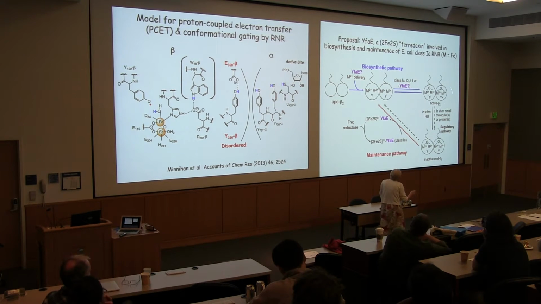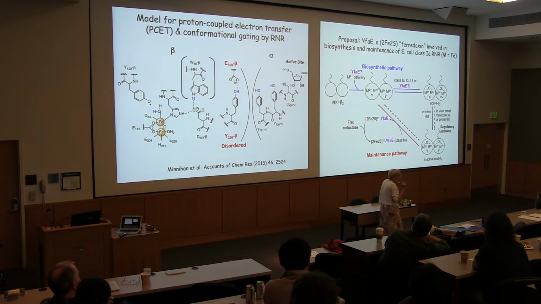How do you control ribonucleotide reduction? Well, there are many ways, but one way you could control it is by reducing the radical. If you reduce the radical, this is the met state, the diferric state, and the enzyme's inactive because it needs the radical to do this long-range radical transfer.